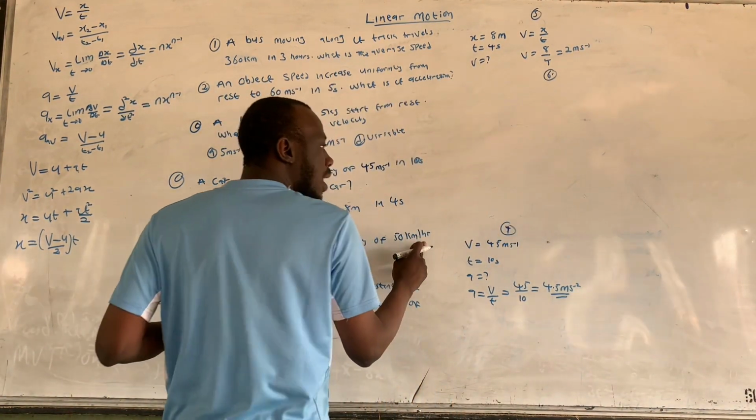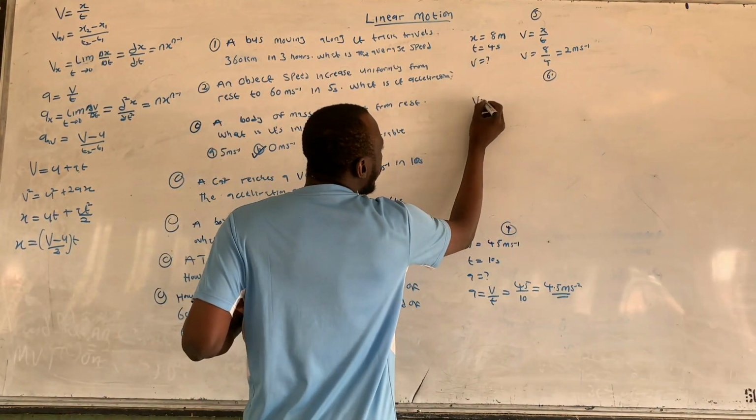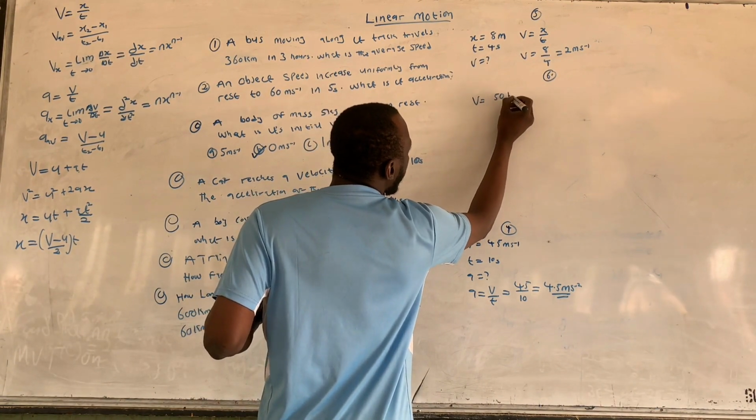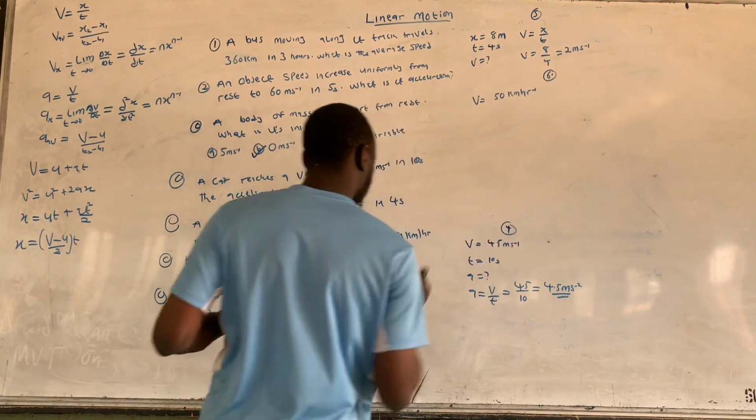Kilometer per hour is like meter per second. The velocity is what? V is what? 50 kilometers per hour.